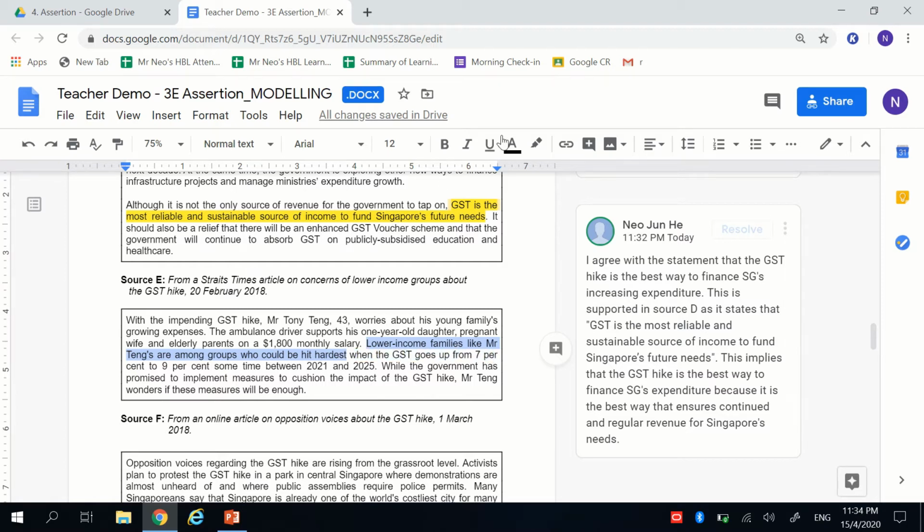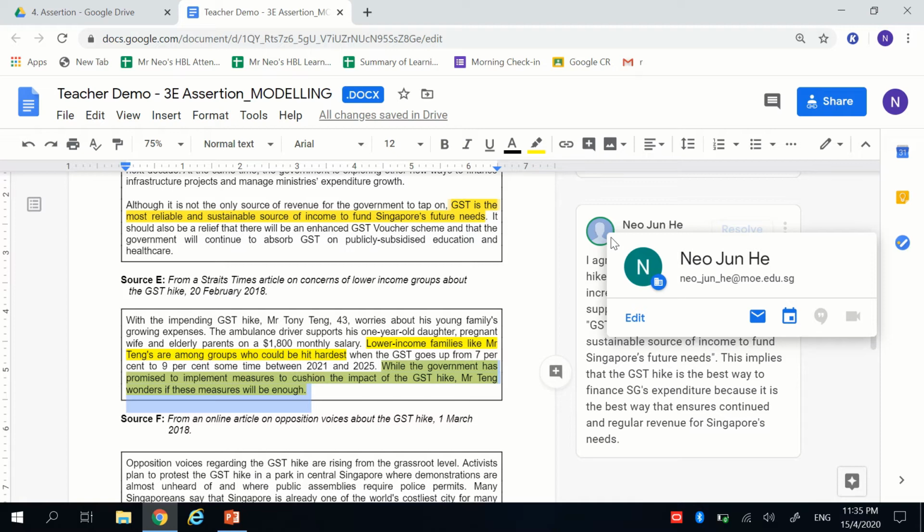Maybe let's highlight this part. It tells me that the GST hike will hit the low income group people. While the government has promised to implement measures to cushion the impact, this is the idea where, okay, the GST hike is going to make your life worse, but I will cushion it. I will make the effect not so hard on you. Even though the government has promised to put in some measures, Mr. Teng is not sure whether the measures are going to be enough.